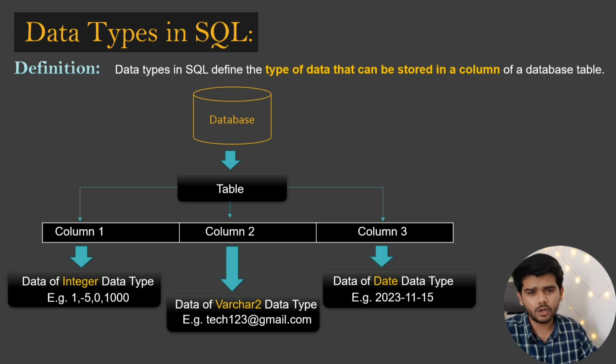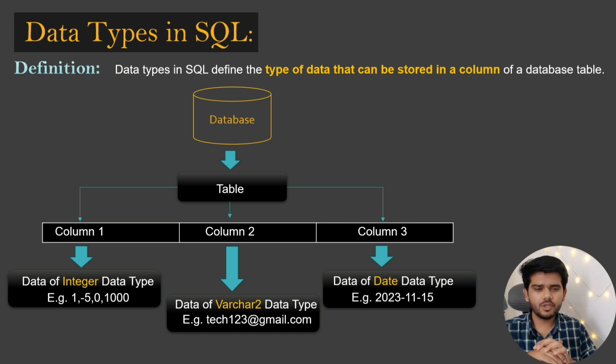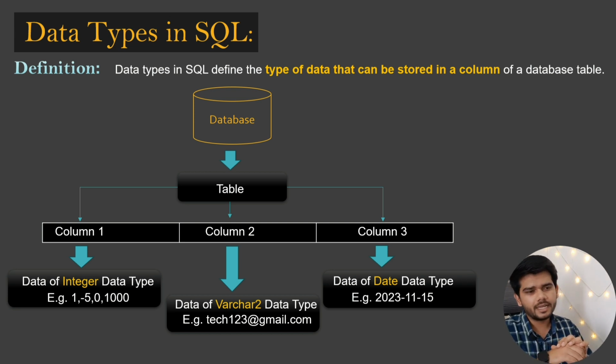And the third column is storing date data. That means it can store date values. For example, 15th November 2023. It's a date and it is stored with the help of the date data type. So these integer, Varchar2 and date are data types which indicate what kind of data the column can store. That's why we need to understand data types, so that we can create columns of the correct data type depending on the type of data.